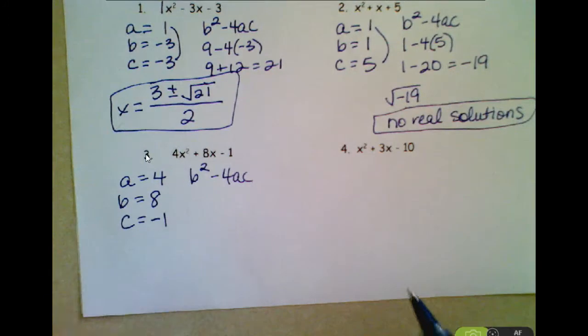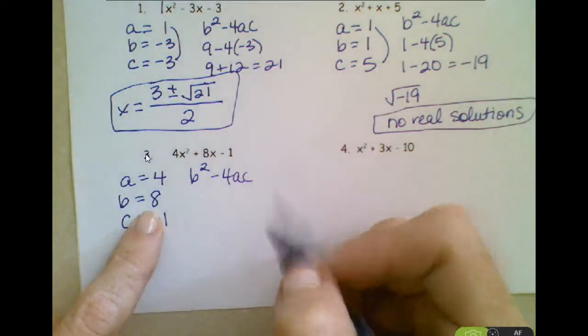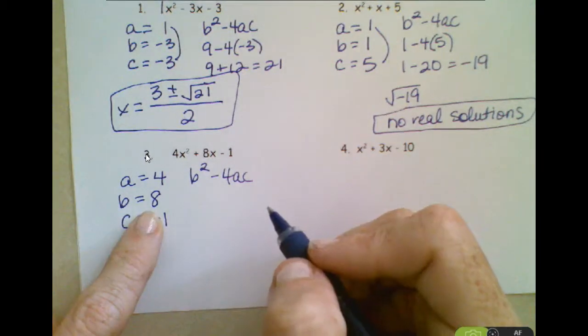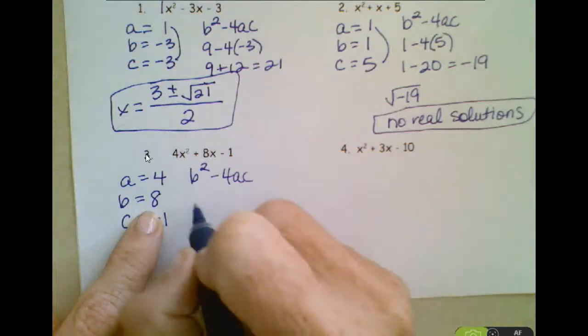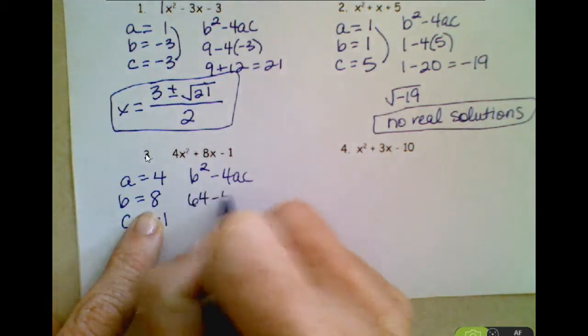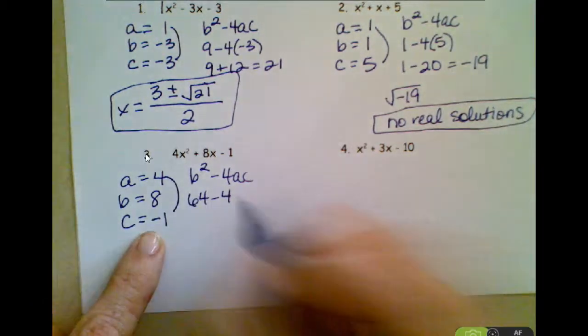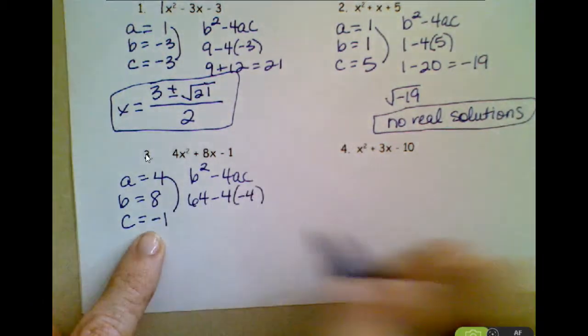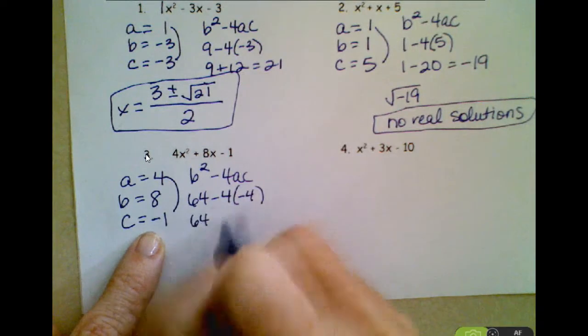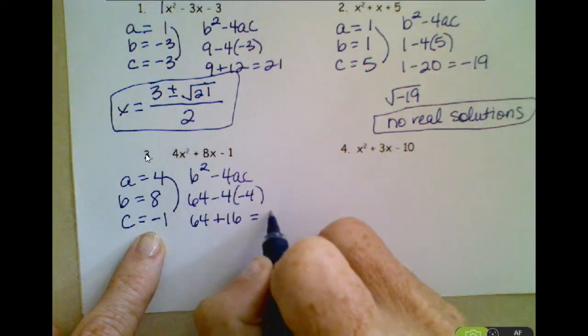Okay, and who would like to find my discriminant for me? Good. What's my b value? 8. Square it. What's 8 squared? 8 times 8 is 64. Good. Minus 4 times what's your a value times your c value? What's 4 times negative 1? Negative 4. Good. So what's negative 4 times negative 4? 16. Good. And 64 plus 16 is 80.